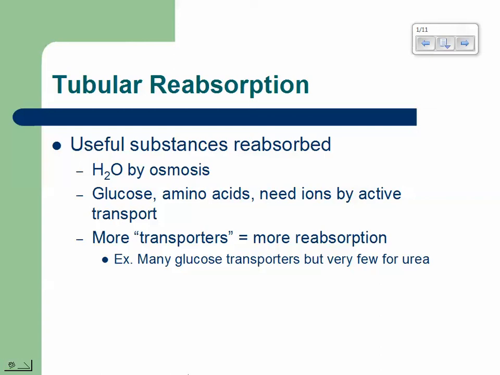We do want to pee out urea. Urea is a waste product. We don't like it. It makes our blood too acidic. We want to get rid of it. So there's very few reasons why we would want to reabsorb it. Therefore, we have very few transporters. Nobody's waiting at the airport for this guy.